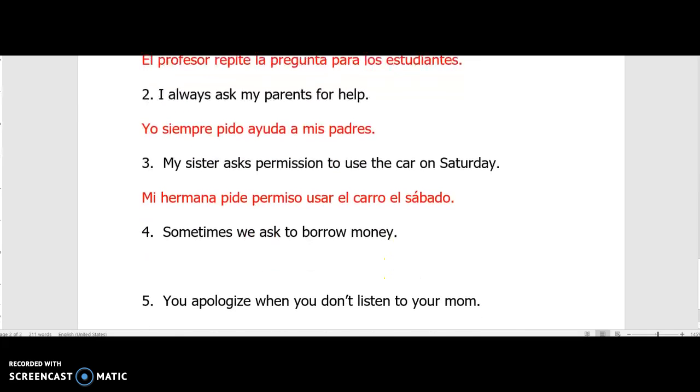Okay. Sometimes we ask to borrow money. Sometimes. A veces. We, nosotros. Ask. The verb is pedir, but yeah, it's a stem changer, but it's still nosotros. Pedimos prestado. Because the word is dinero, and dinero is masculine. So pedimos prestado dinero. We ask to borrow money.